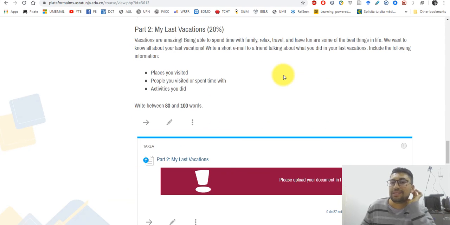The second part is you're going to start writing an email, okay, about your last vacations. Basically, you're going to write a short email about your last vacations, what you did, and you have to include 3 pieces of information: places you visited, people you visited or spent time with, and activities you did. Okay, you're going to write between 80 and 100 words in the email.